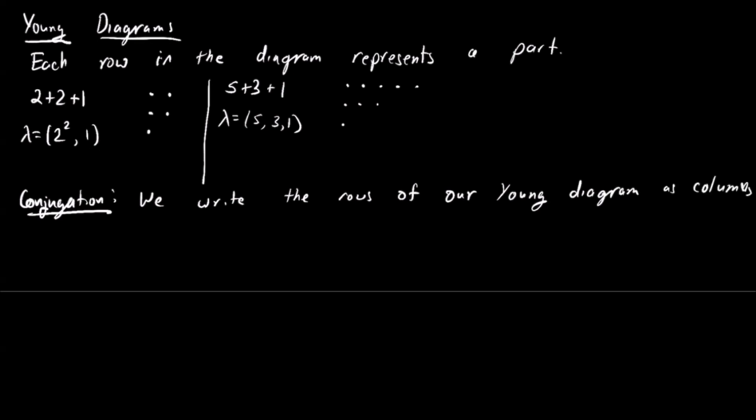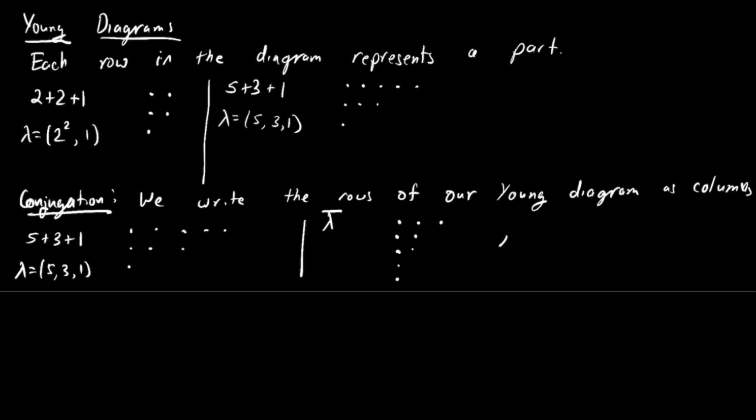So for example, if I take the partition from above, this partition 5 plus 3 plus 1, so this is 1, 2, 3, 4, 5 dots, 1, 2, 3 dots, 1. So this is lambda's 5, 3, 1. What I'm going to do is form the conjugate partition, so lambda bar. And the way I'm going to form this conjugate partition is I'm going to write the first row of 5 dots in lambda as a first column of 5 dots. So 1, 2, 3, 4, 5. Then I'm going to take the second row and write it as a second column of 3 dots. And then I'll take the last row of 1 dot and write it as a column of 1 dot.